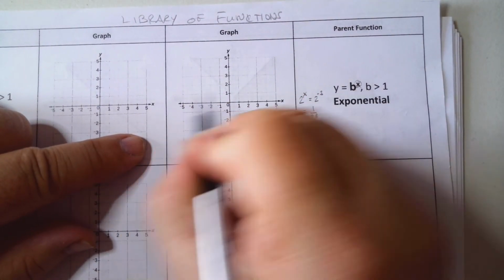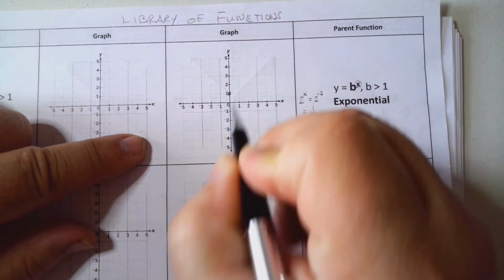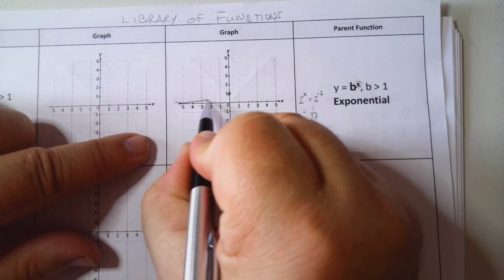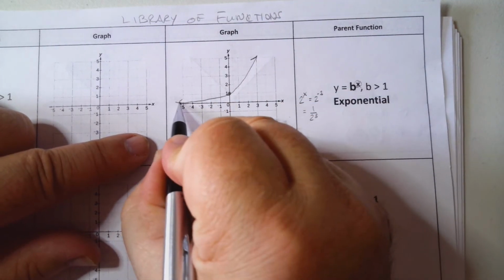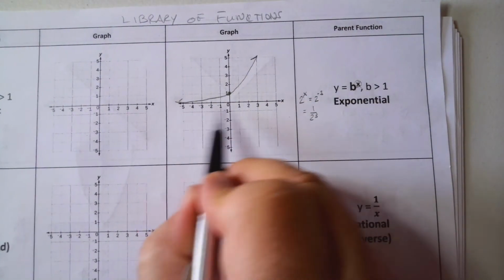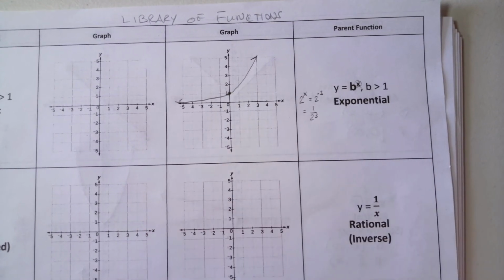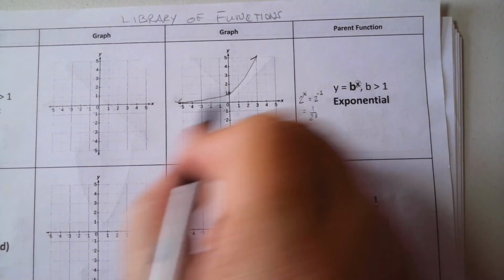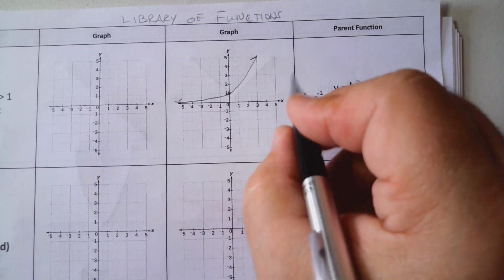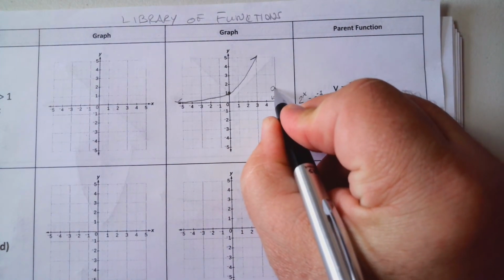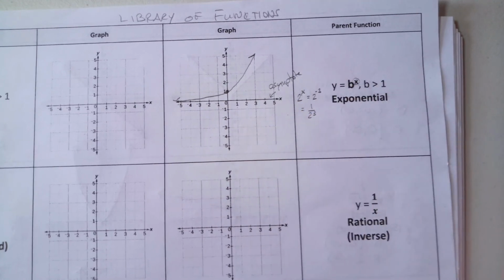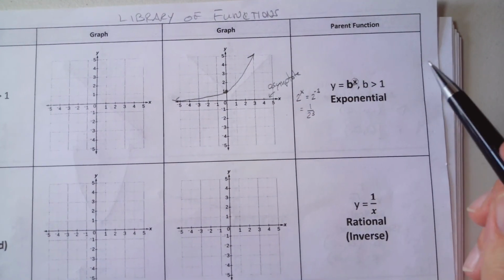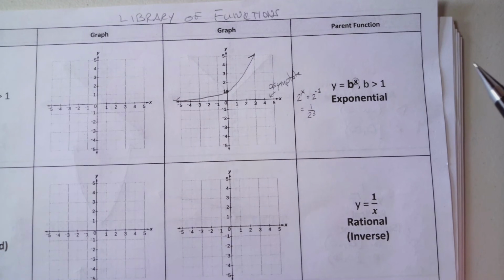Starts out low, always goes through 1, and it keeps on going. It never crosses the x-axis. So at this point, since it never crosses the x-axis, that's called an asymptote. An asymptote is a line that the graph gets infinitely close but never touches.